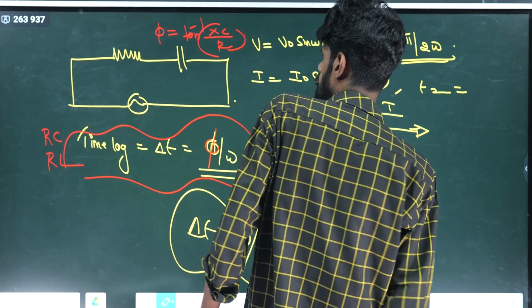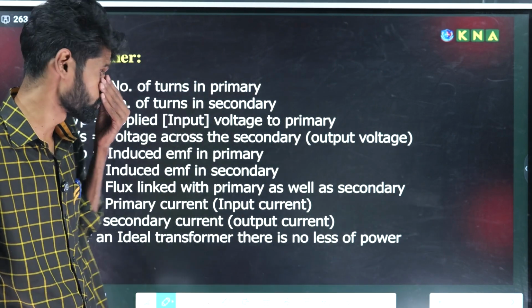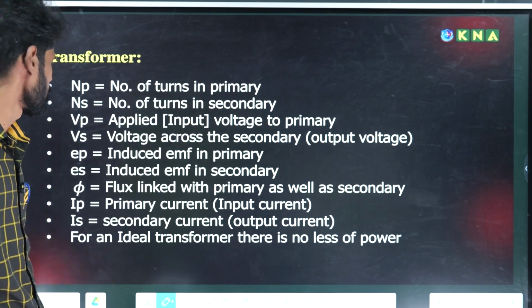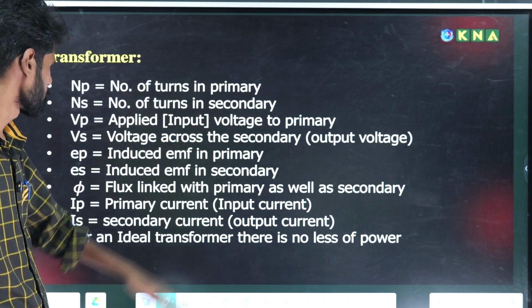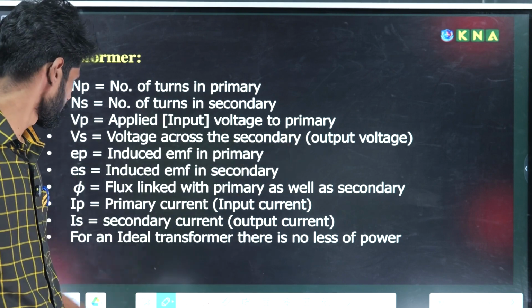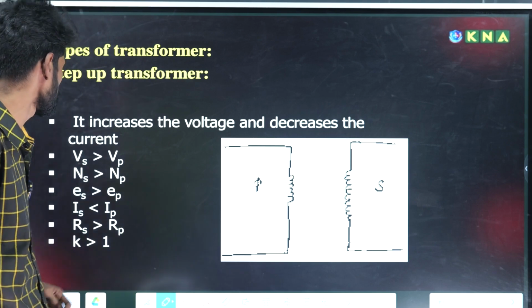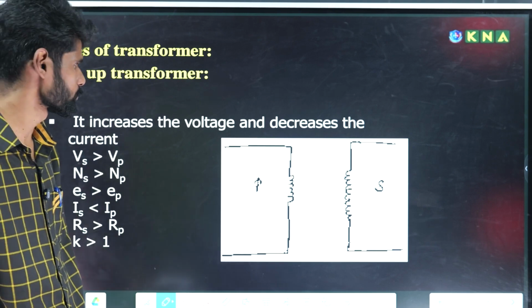Now move on to the transformer. You know that it works on the principle of mutual induction. These are the terms: number of turns in primary and secondary, applied voltage in primary and secondary, induced EMF in primary and secondary, flux in primary and secondary, primary current, secondary current. For an ideal transformer, there is no loss of power. Primary power equals secondary power.